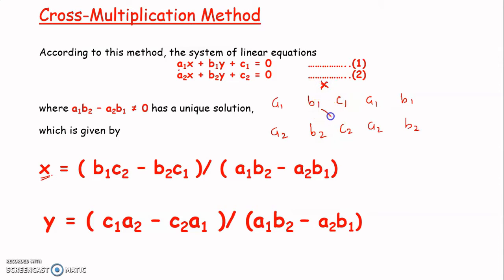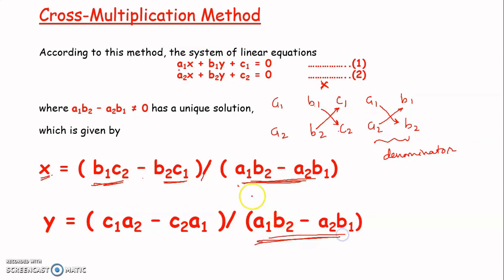First we will multiply this b1 with c2, b1c2 minus b2c1. This is what you can see here, b1c2 minus b2c1. And in the denominator we will consider this row, the cross multiplication a1b2 minus a2b1. This is in the denominator. The denominator will remain the same for x and for y. For both values, the denominator will remain the same. Now this is the formula for x.